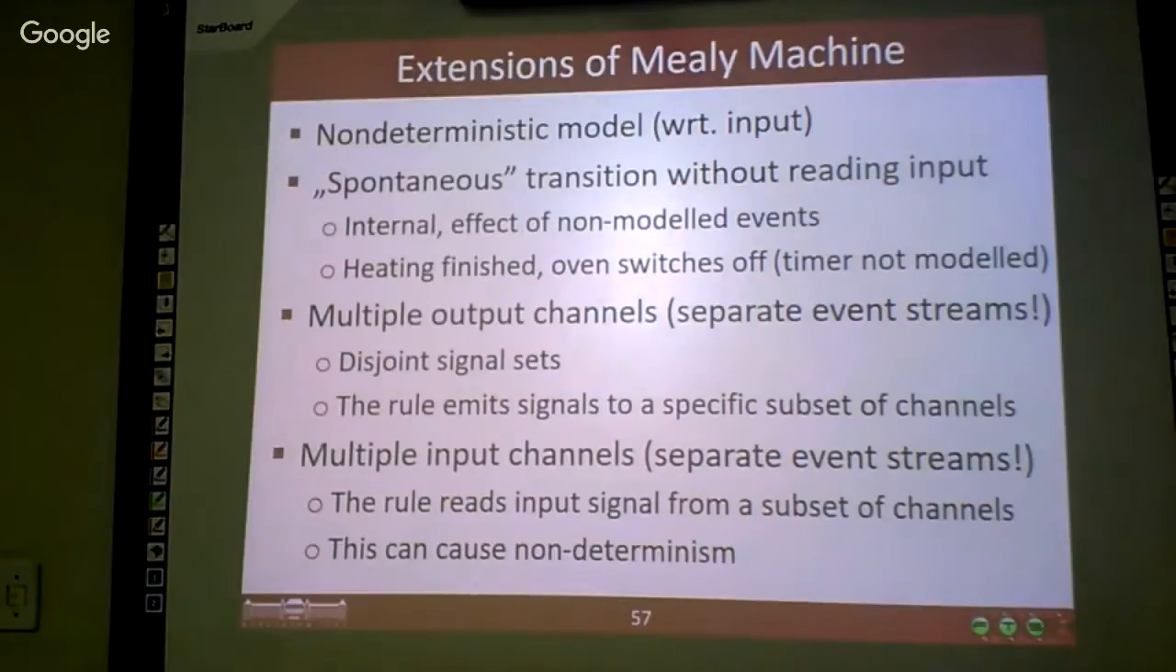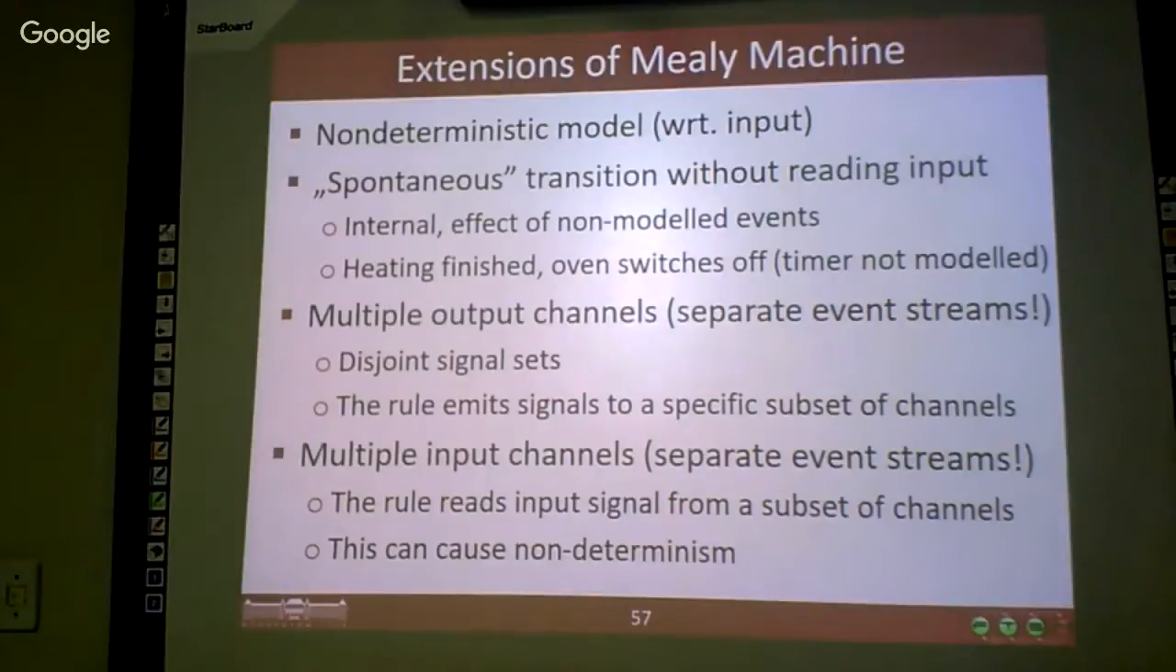For example, we can have spontaneous transitions without reading input. That means that it is an internal transition and an effect of a non-modeled event. For example, when the heating finishes, the oven switches off. And if we do not model the timer, then it will be a spontaneous transition. We cannot tell when it happens.